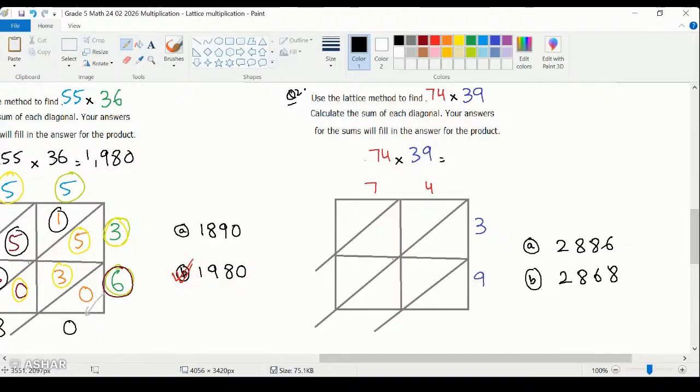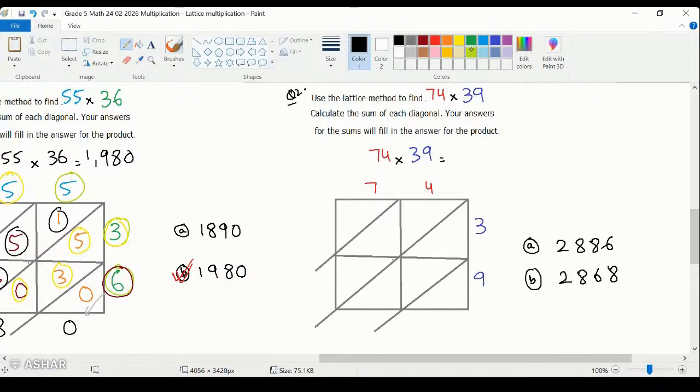Hi, Grace. Grace, what we are doing is the lattice method. In the lattice method, we need to find the product. We need to multiply two numbers together. So what we can do is, what should be the answer? And I'll do this question. Okay. This is from the test.